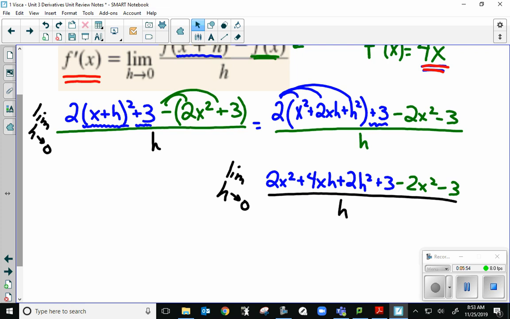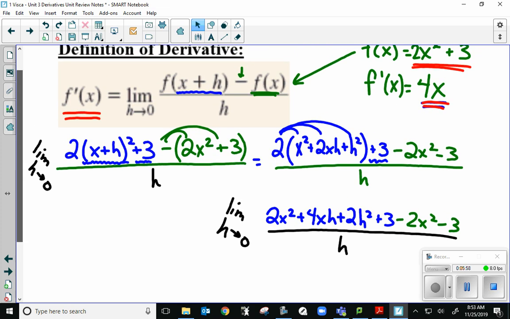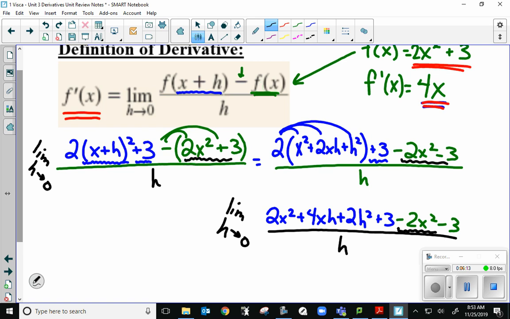At this point, the way I teach it, 2 things should always happen. Anything in my numerator that does not have an h should cancel, which means anything from my original function that transferred to here, anything without an h here should cancel. So let's take a look at that.